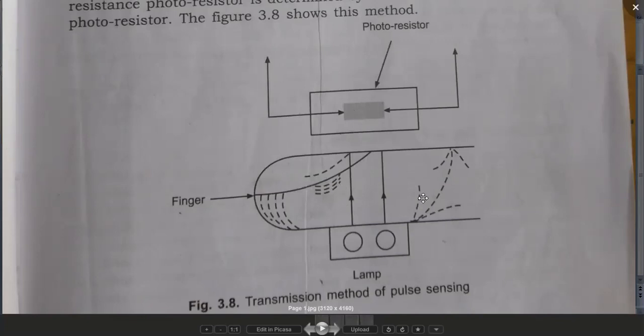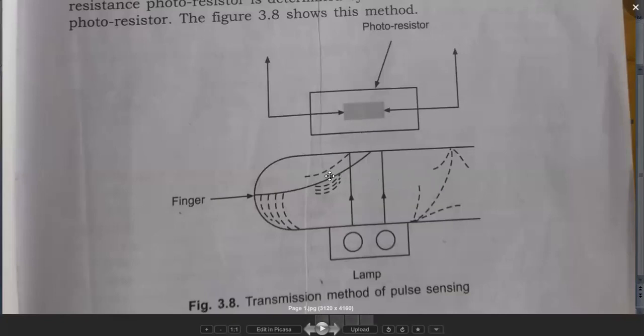Due to the pulsating nature of the blood, there is a change in the light intensity. Suppose the heart is pumping high, low, like that. When the low pressure is coming to the tip of the finger, we will get the high resistance, and if the blood is coming with a high pressure, we will get the low resistance. Light intensity will decrease, but resistance will increase. So there is an inverse relationship.